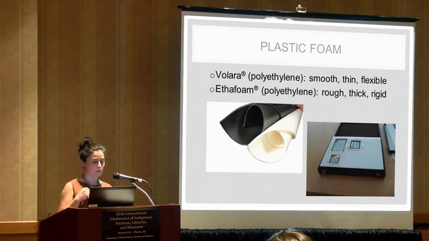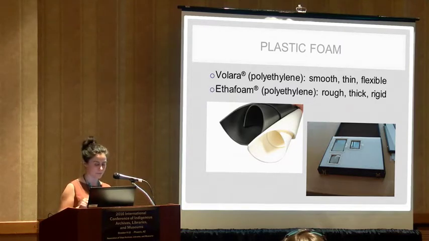You can also make foam out of polyethylene, which is sold under the trade names Volara and Ethafoam. Now, the Volara foam is very smooth and thin and flexible. The Ethafoam is very rough and thick and rigid. So here you see an image of the Volara foam on the left, and on the right is some Ethafoam that has been cut to create little indentations to place daguerreotypes that don't have covers on them anymore.